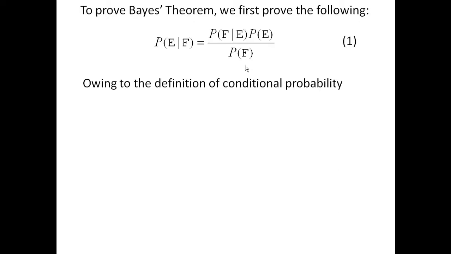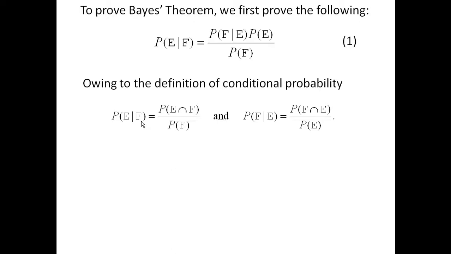Owing to the definition of conditional probability, which we discussed last time, we know the probability of E given F is the probability of E intersect F divided by the probability of F, and the probability of F given E is the probability of F intersect E divided by the probability of E. This is in the chapter on probability in Contemporary Artificial Intelligence, and it can be stated as a definition of conditional probability.